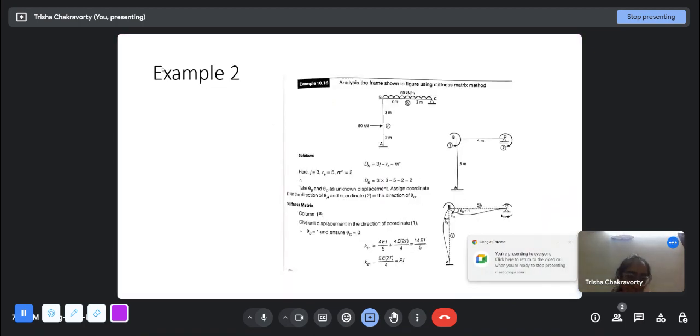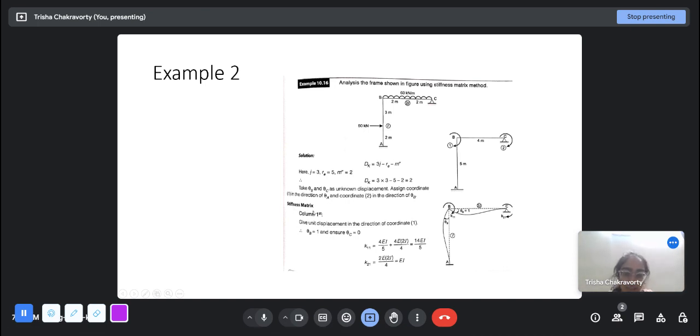This is a frame. We have to solve it using the stiffness matrix method. Here there are three joints, A, B, and C. So degree of kinematic indeterminacy is 3 into 3 minus the number of support reactions, which is 3 from the fixed support and 2 from the hinge support, so 5. And there are two axially rigid members, so 2. So this DK is 2, and the free movements here are theta B and theta C. So these are our coordinate 1 and coordinate 2.